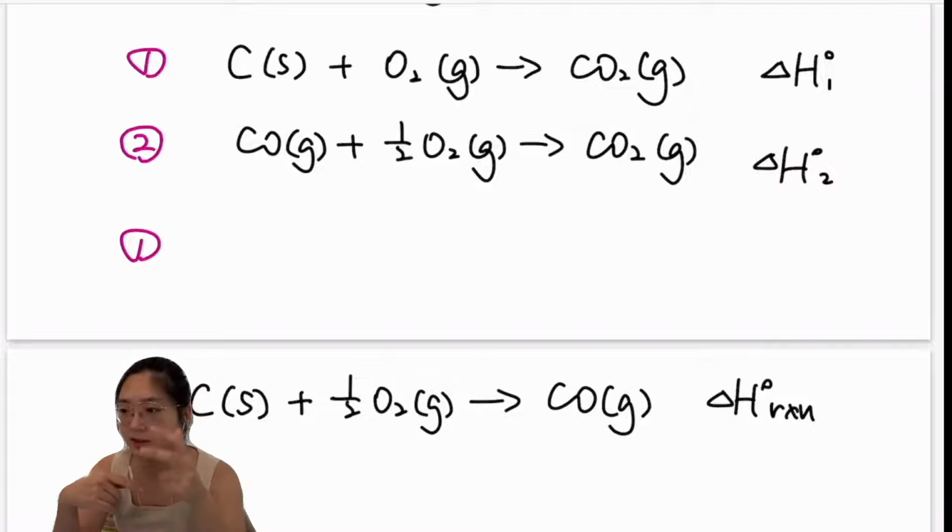And then you add up these two equations, so you're adding up equation 1 and the reverse of equation 2. So it will be delta H1 minus delta H2.